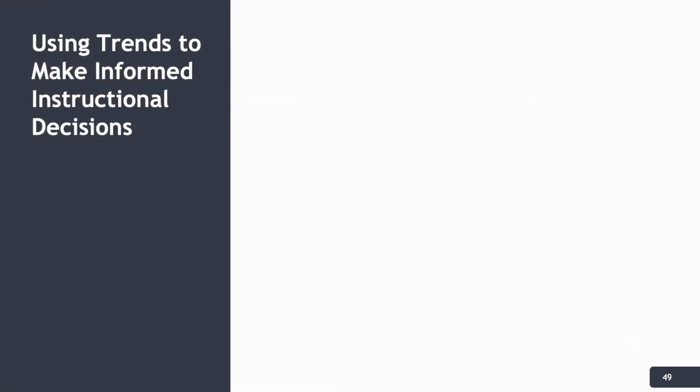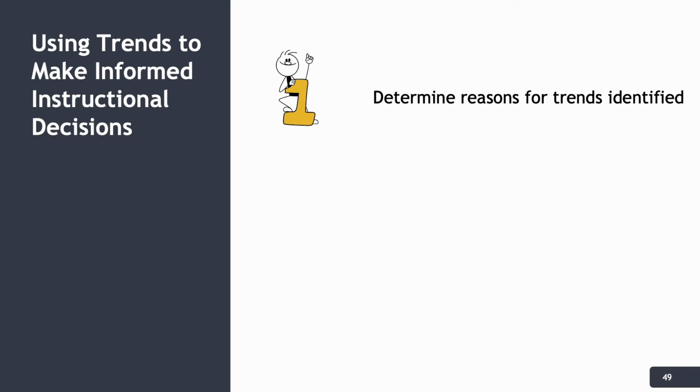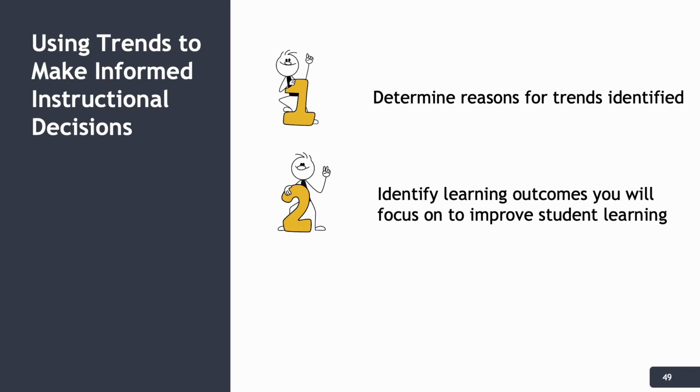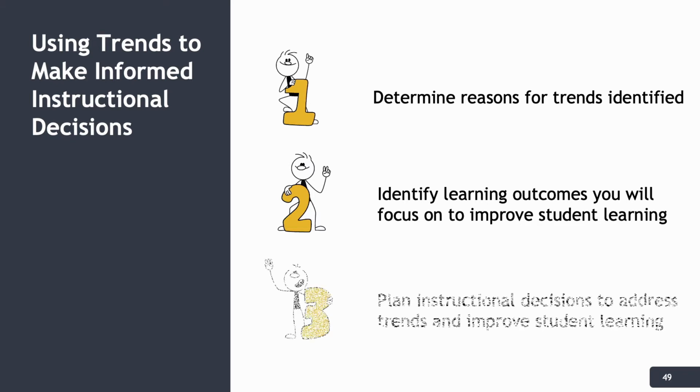To make informed instructional decisions, we take 3 steps. First, we review the trends we've identified and try to determine what are some potential reasons the students are performing this way in the assessment. We then consider our original intentions for the assessment to identify learning outcomes we want to focus on to address the students' needs we see. And lastly, we use those reasons for the trends and learning outcomes to plan instructional decisions that are really aligned with where we want to move our students.